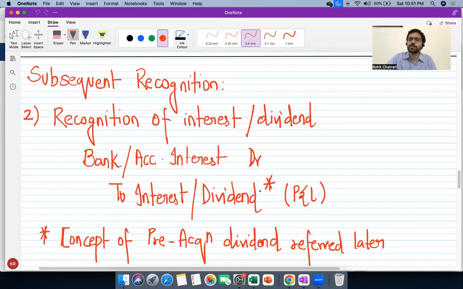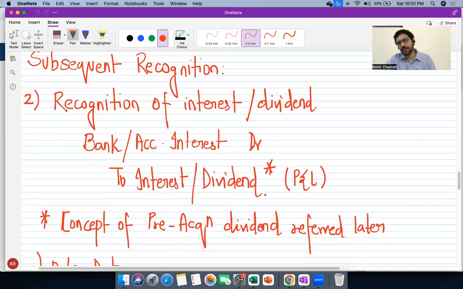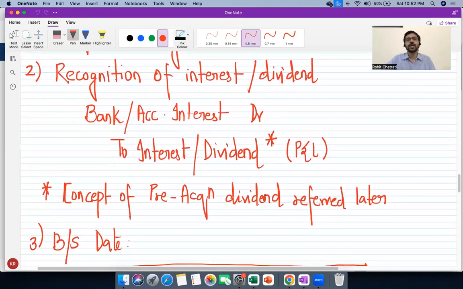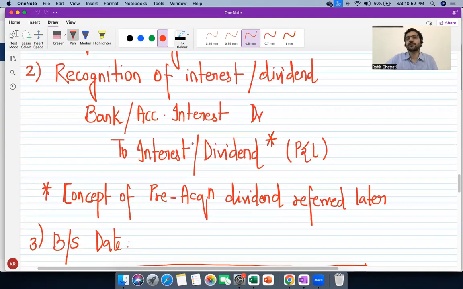There is a concept called pre-acquisition dividend, which we will refer to at a later point when we are discussing the equity section. All right, I'm not getting into it right now, but I'm just giving you a passerby reference that there is going to be a concept of pre-acquisition dividend that we will talk of, which has a little unique treatment and is going to be a slight deviation from what I just spoke. That is the first part of subsequent recognition, which is recognizing interest income or dividend income.